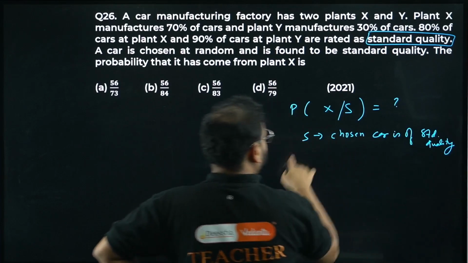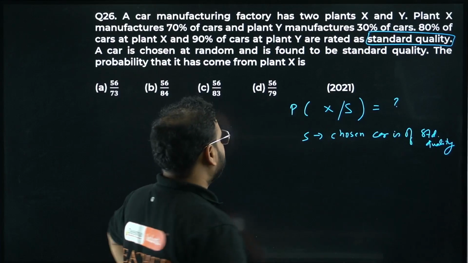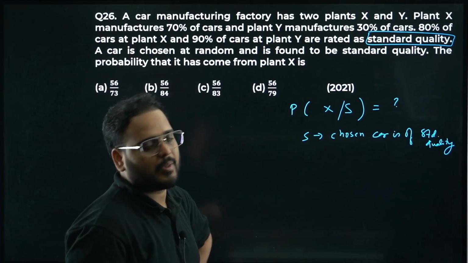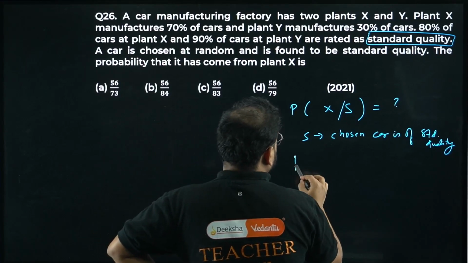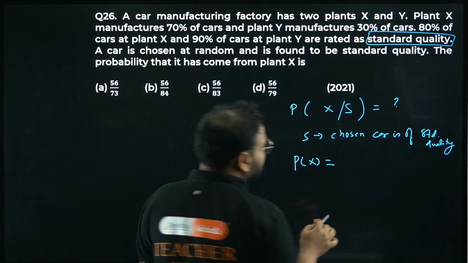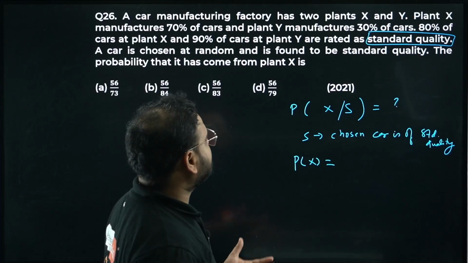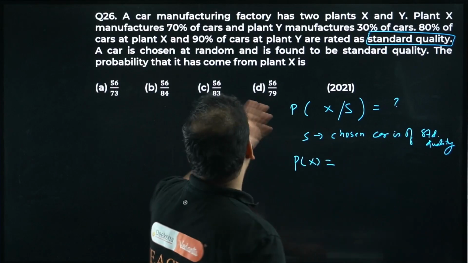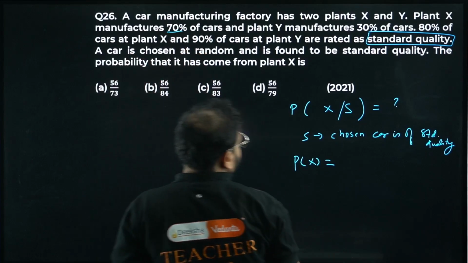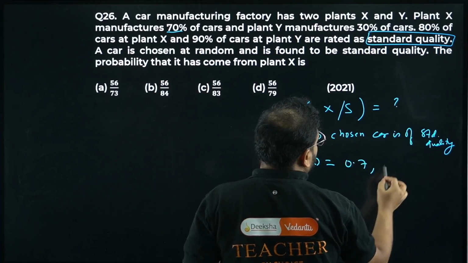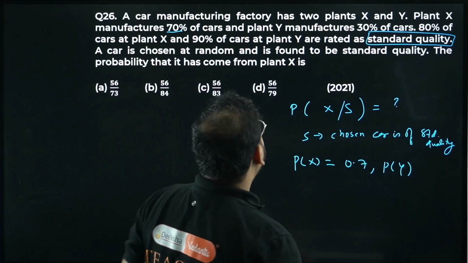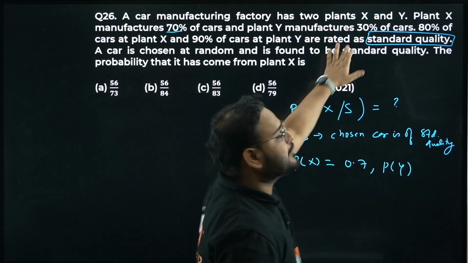The variable S represents the event, and X represents the plant X. If I'm looking for P(X), if I choose any car, the chances of it coming from plant X will be 0.7. Similarly, if any car is chosen, the chances of it coming from plant Y would be 0.3, because they're manufacturing 30% of the cars.